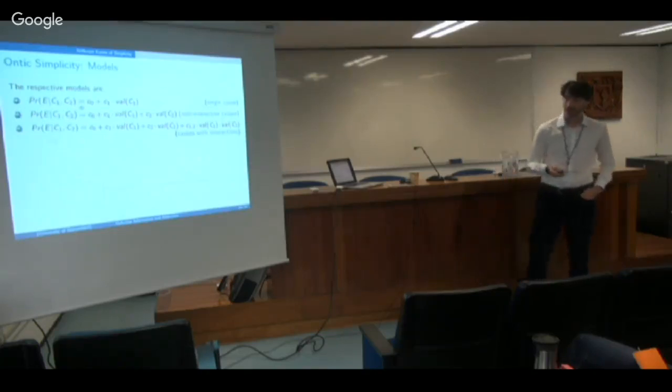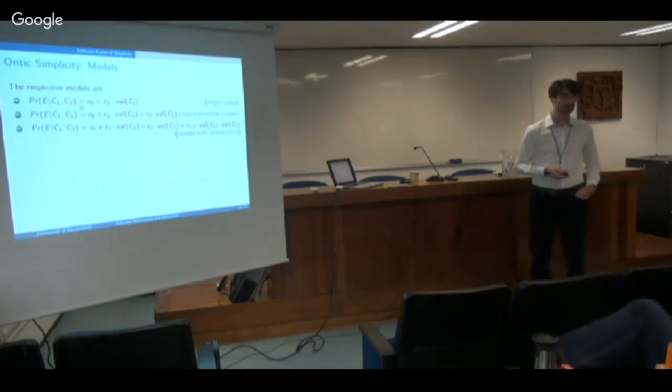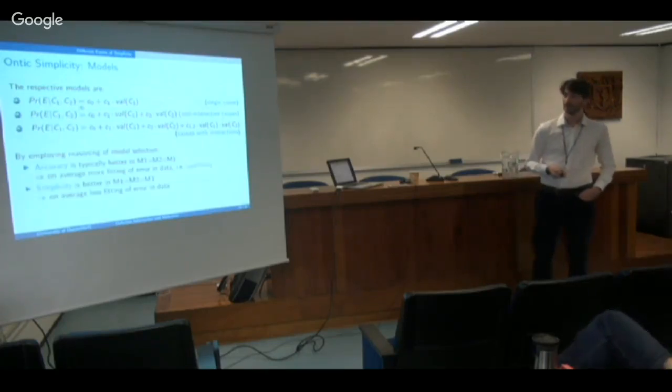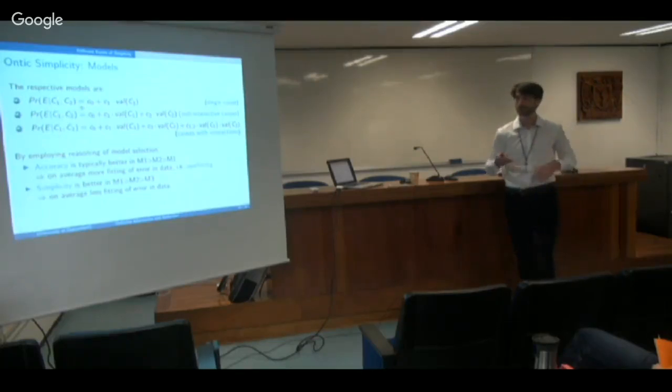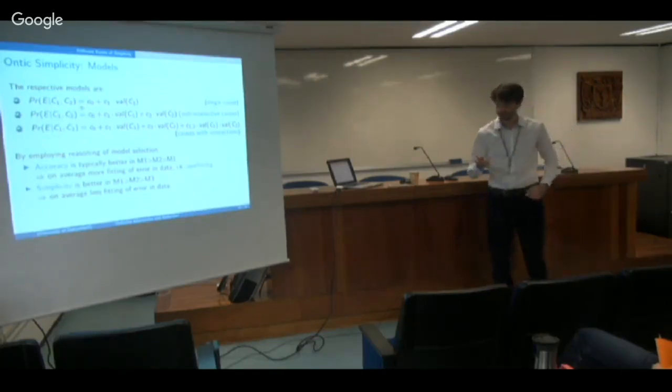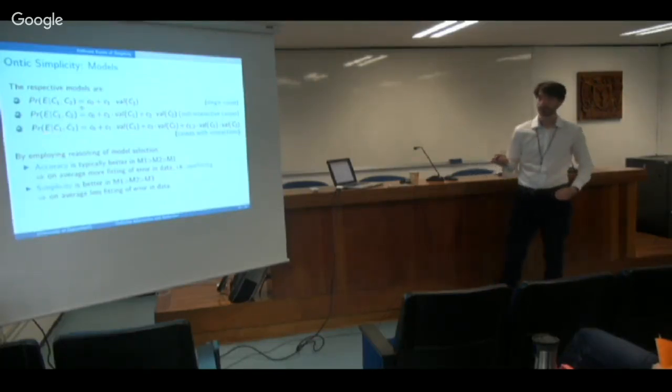There's one cause, there are two independent causes, and there are two interacting causes. You can easily recognize that, when it comes to accuracy, the models will always get better, because here I just have 1 or 2 parameters to play with, here I have 3, and here I have already 4 parameters I can play with. So I can really fit my model better to the data, which means that I can increase the likelihood of the data given my assumed causes.